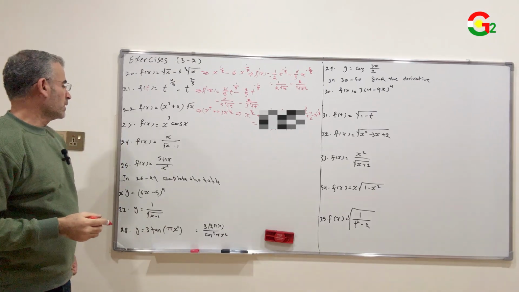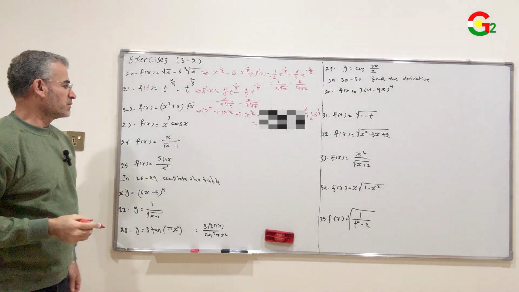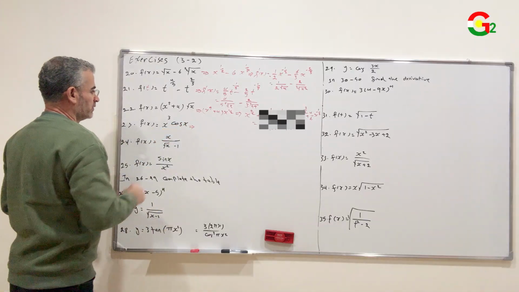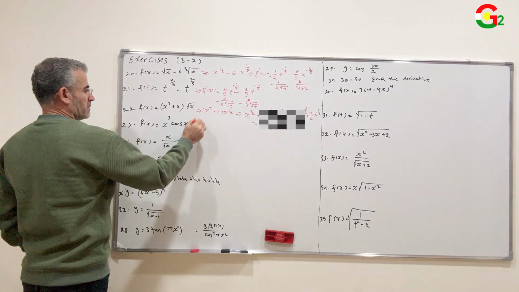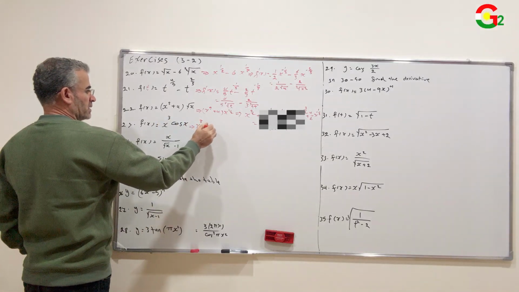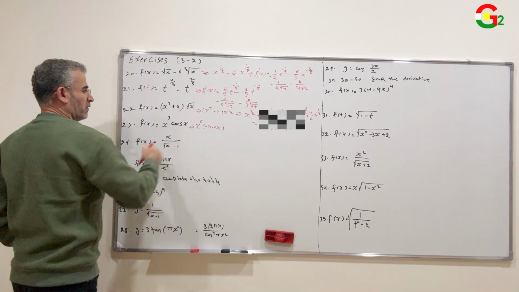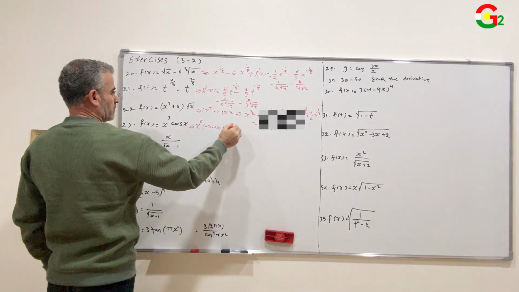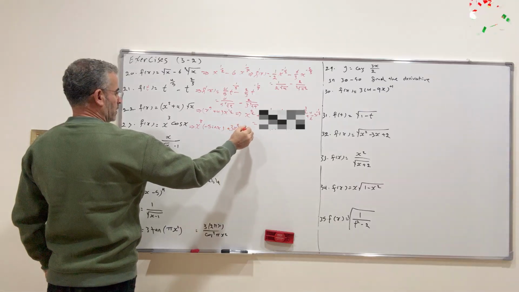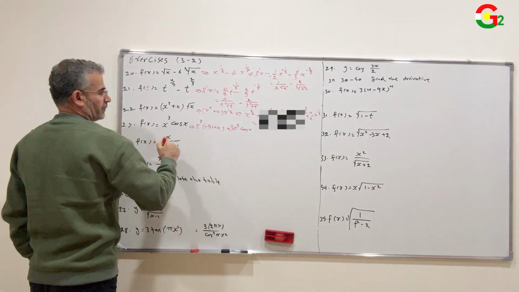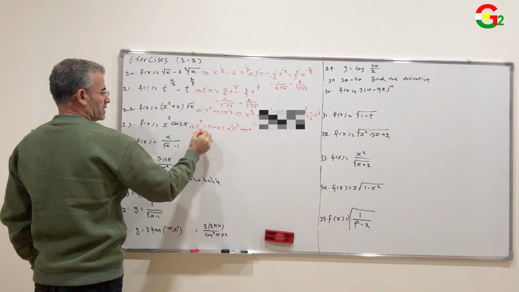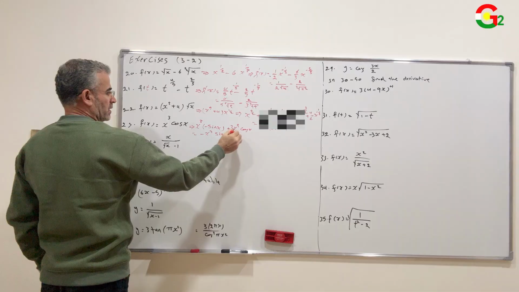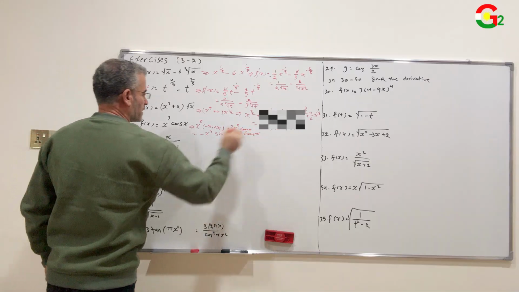Question number 23. F of x equal x cubed times cosine x. Apply the derivative of multiplication of two functions. X power 3 times minus sine x, the derivative of cosine, plus 3x power 2 times cosine x. You can write it as negative x power 3 sine x plus 3x power 2 cosine x.